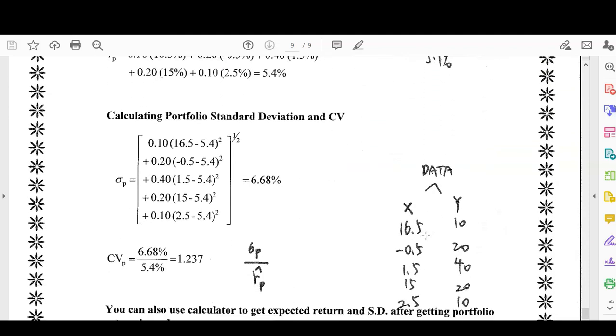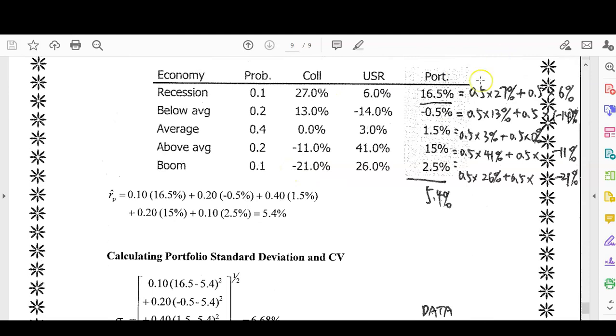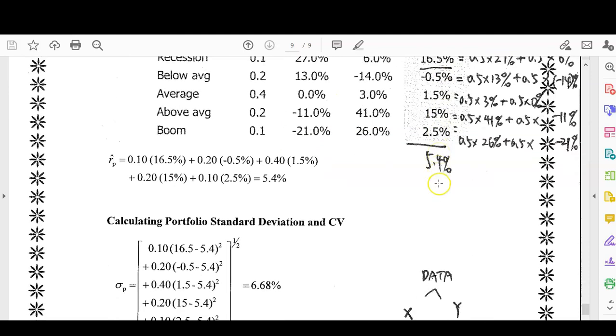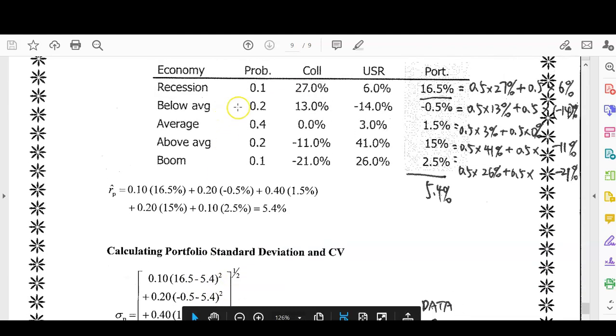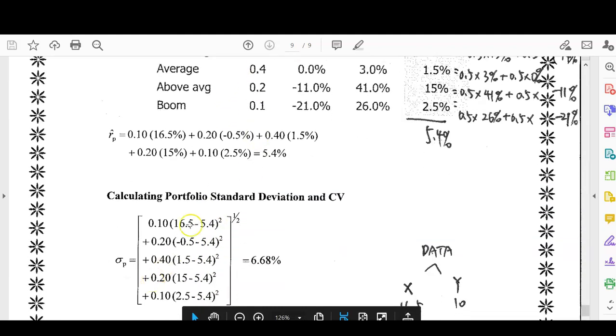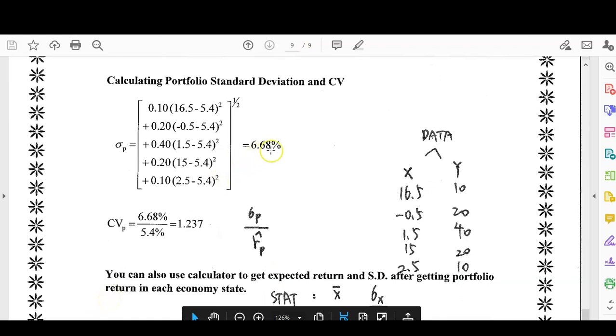Okay, if we want portfolio standard deviation and coefficient variation, we can use the 5 portfolio returns minus the expected return, okay, square it, and then multiply by the 5 probabilities, okay, as you can see here, and take the square root. So we have 6.68%. For coefficient variation, we can use this sigma, standard deviation of portfolio, divided by expected return. Okay, so we have 1.237 as our coefficient variation.